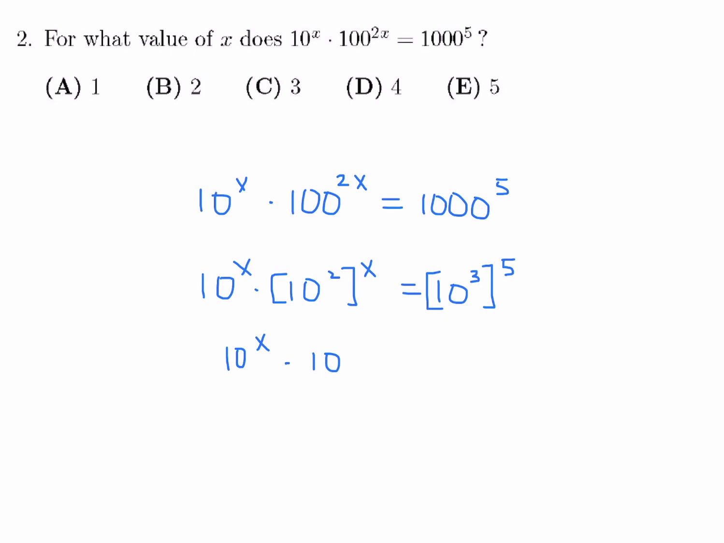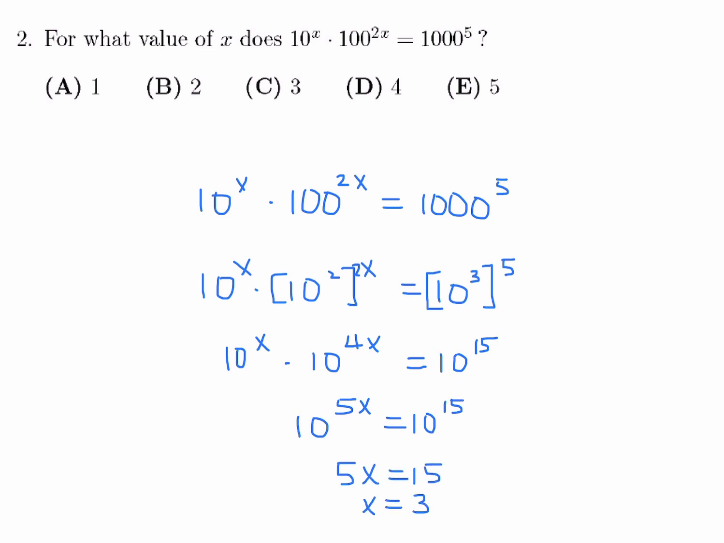Sorry, this should be 2x right here. So that's going to be 4x. And then this is 10 to the power of 15. So combining, this would be x plus 4x, which is 5x, and that's 10 to the power of 15. The bases are the same, so that means the exponents are the same. 5x is 15, and therefore x is equal to 3. So number 2, the answer is C.